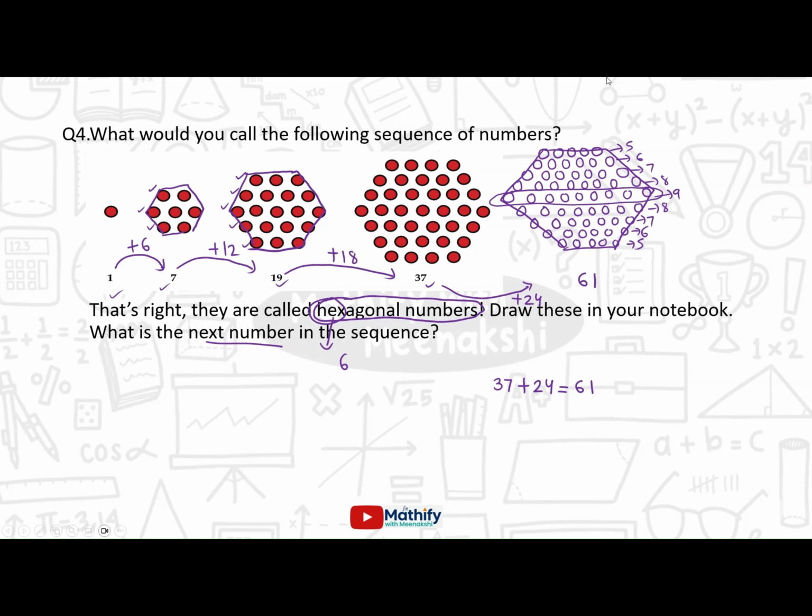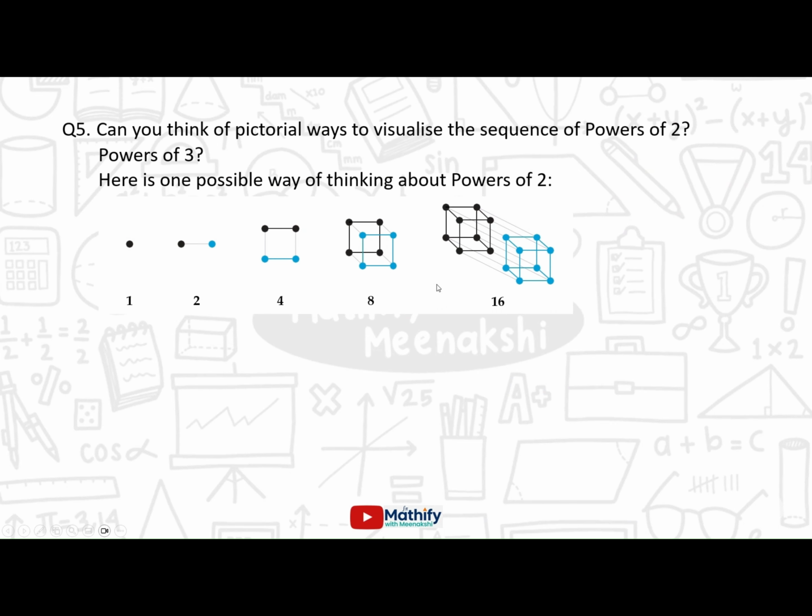Now let's move to the last question of this Figure it Out. Question number 5. Can you think of pictorial ways to visualize the sequence of powers of 2 and powers of 3? Here is one possible way of thinking about powers of 2. We know that in powers of 2 we are simply multiplying every number by 2 to get the next number. So here we are doing the same thing.